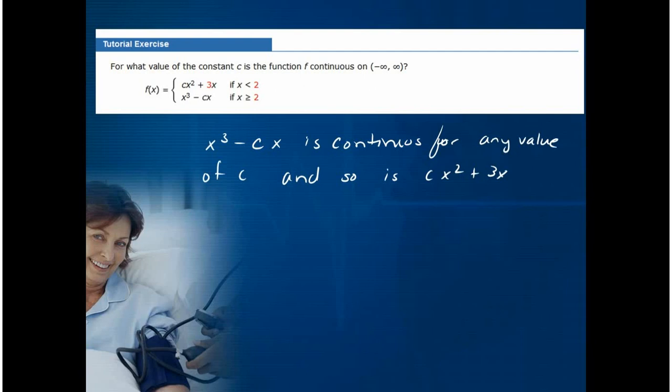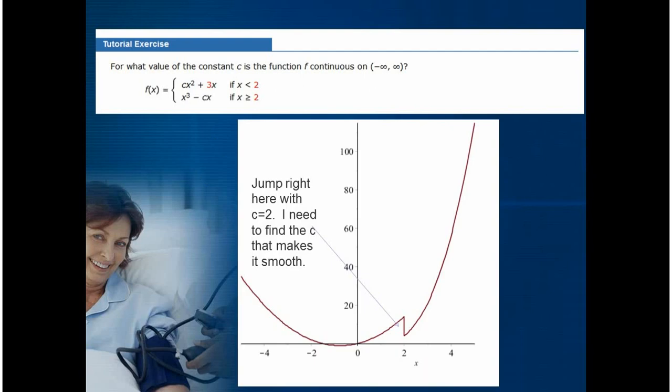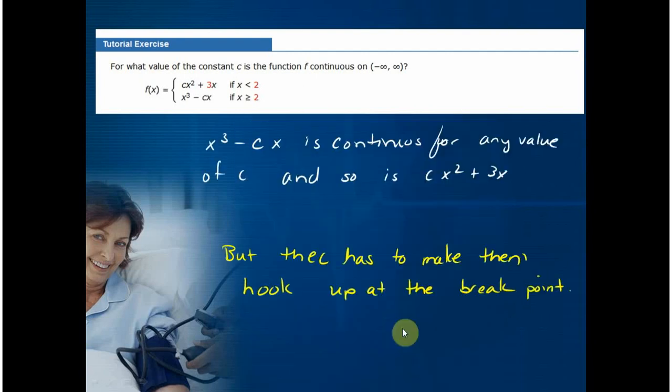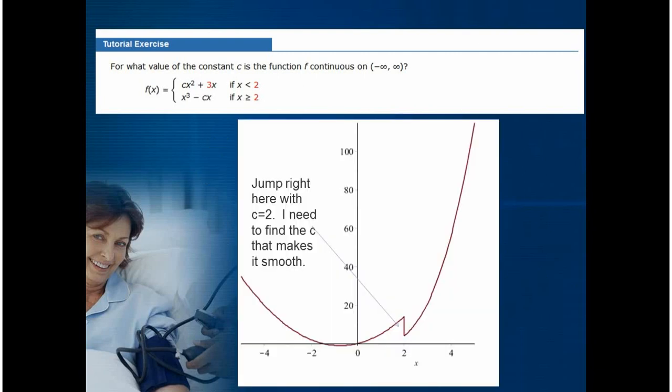I know to the left of 2 and to the right of 2, everything is fine. It's a nice smooth curve, as I saw before. To the left of 2, it's nice and smooth. To the right of 2, it's nice and smooth. It's right at 2 that you have a problem. So I have to find the C that makes them hook up. Well, how do I make them hook up? I would need to take this Y value and scoot it up so they match. I need the Y values to match at x equals 2.